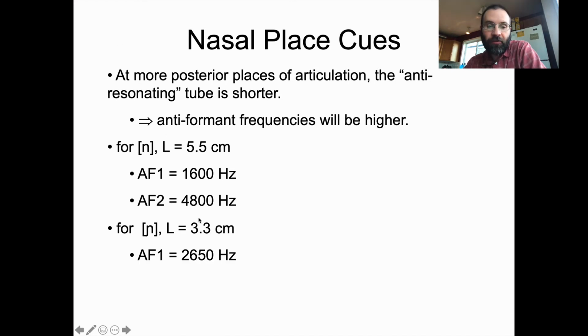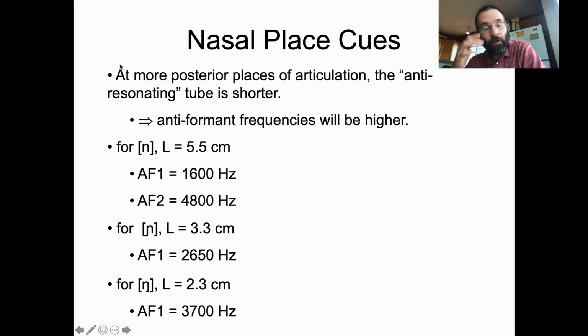For a palatal nasal, like nya, you get a length of about 3.3 centimeters. So that anti-formant frequency would be about 2600 or so. And then it just keeps on going up as you go back.